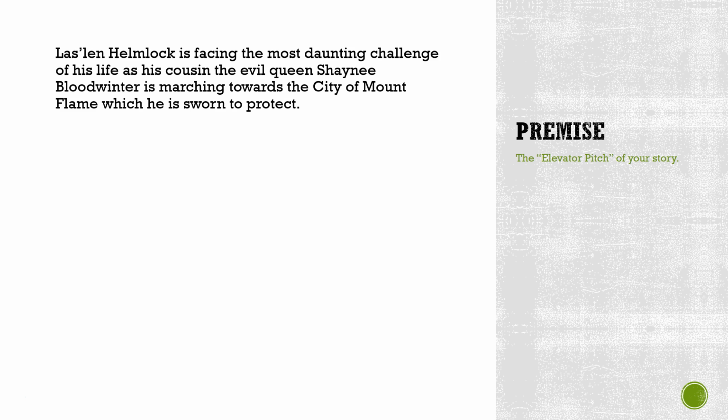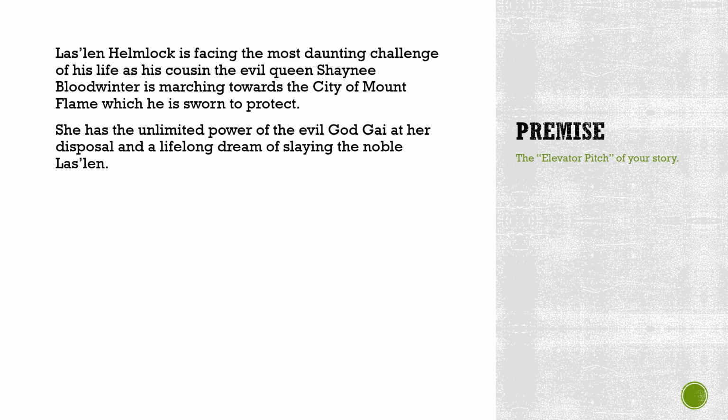Laslan Helmlock is facing the most daunting challenge of his life, as his cousin, the evil queen Shani Bloodwinter, is marching towards the city of Mount Flame, which he is sworn to protect. So, that's not all, because she has the unlimited power of the evil god Guy at her disposal, and a lifelong dream of slaying the noble Laslan. So that's sort of the elevator pitch of the story, and in the antagonist section, we're obviously going to get into more about the antagonist and why she wants to achieve what it is she wants to achieve.